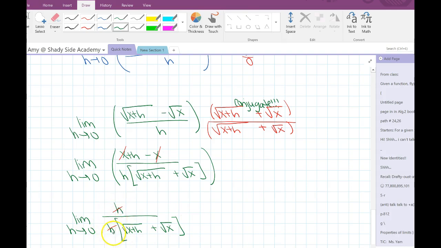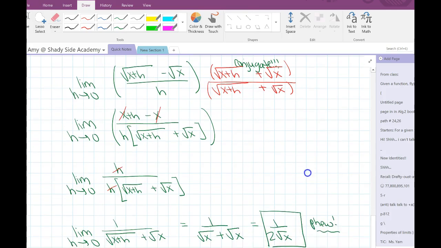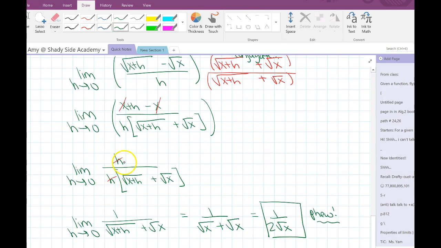Oh, some more cleaning. I always make sure I clean house. Whenever I do an algebraic move to mess with an argument, I always clean house all the way. Then I'm here. These h's cancel. I'm left with 1 over the root of x plus h plus the root of x. Now let's try taking the limit. H subs in for 0, and I get 1 over root x plus root x, which is 1 over 2 root x.